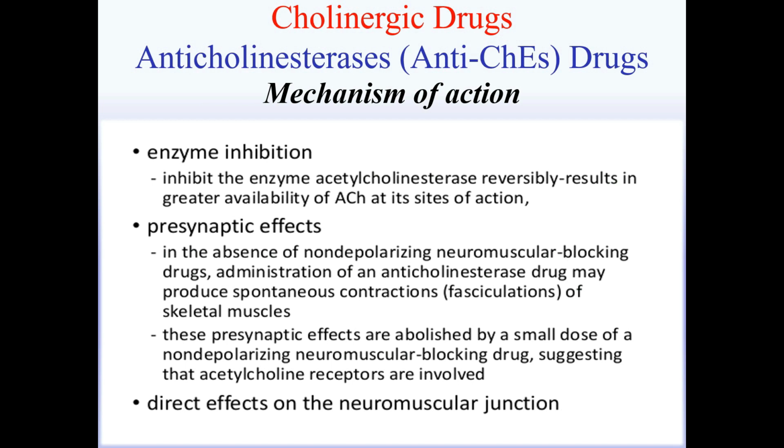Mechanism of action of these drugs. Enzyme inhibition. They inhibit the enzyme acetylcholinesterase reversibly, which results in greater availability of acetylcholine at its sites of action. Presynaptic effects. In the absence of non-depolarizing neuromuscular blocking drugs, administration of an anticholinesterase drug may produce spontaneous contractions of skeletal muscles. These presynaptic effects are abolished by a small dose of non-depolarizing neuromuscular blocking drug, suggesting that acetylcholine receptors are involved, and direct effects on the neuromuscular junction.